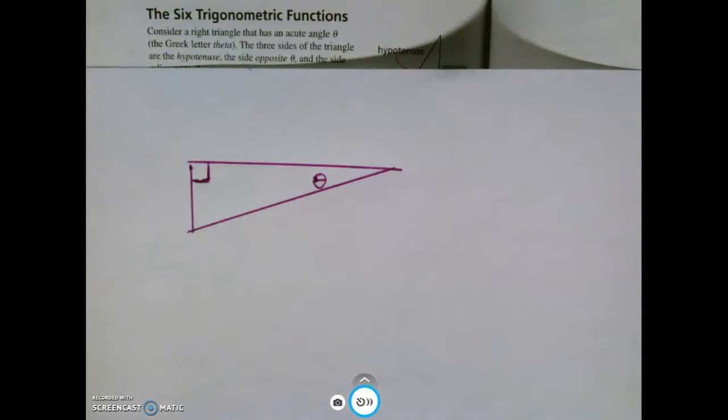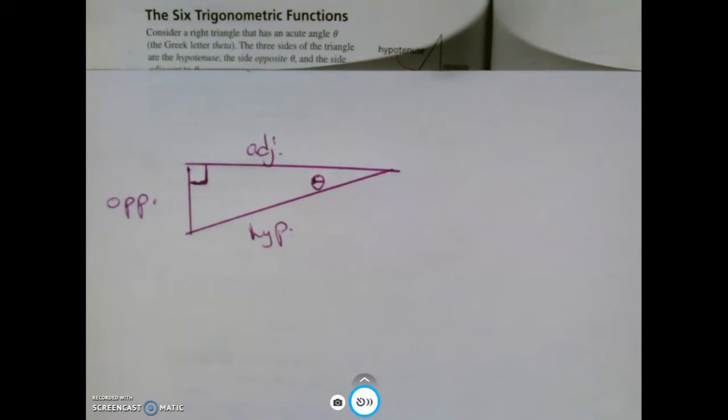So let's take a look at this triangle right here. Well, there's your theta. Now take a second, you can pause the video real quick. Where do you think the three sides go? Where would you label opposite, adjacent, and the hypotenuse for this triangle? You can pause it right now and try that. All right, now if you label it this way, that's excellent. Okay, why is it this way?